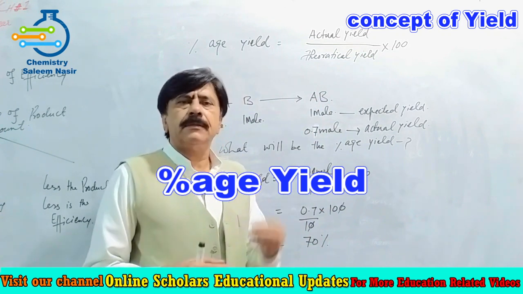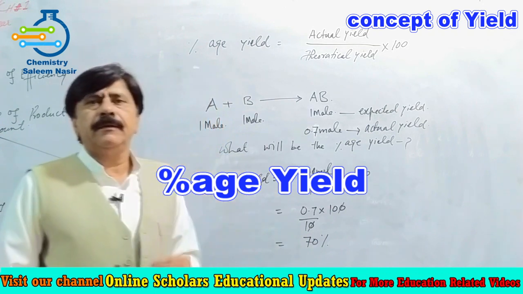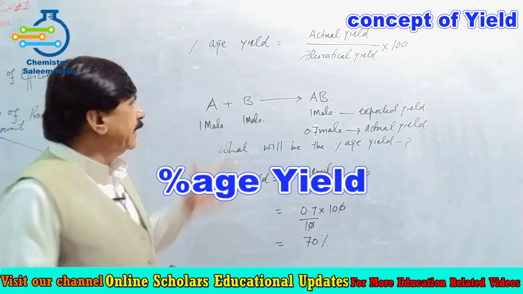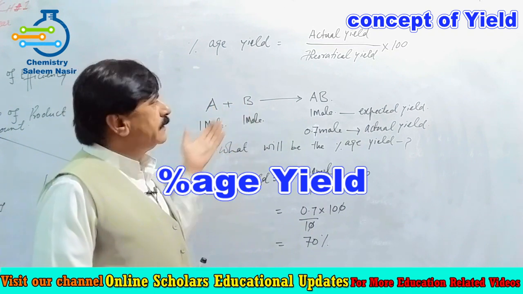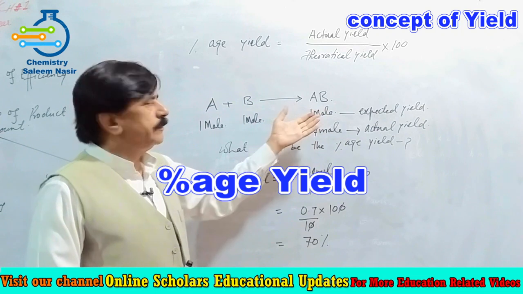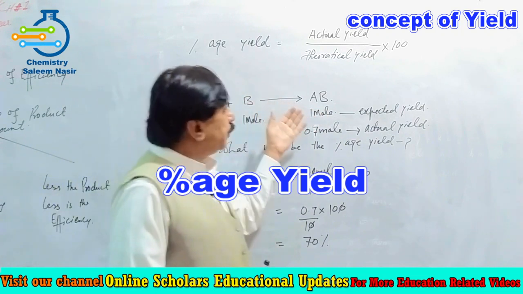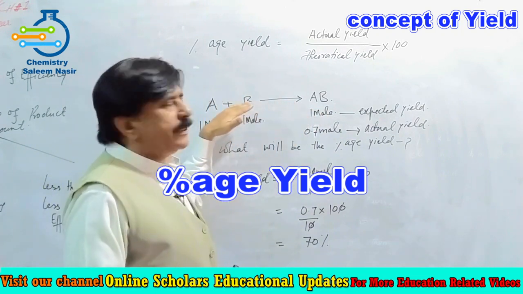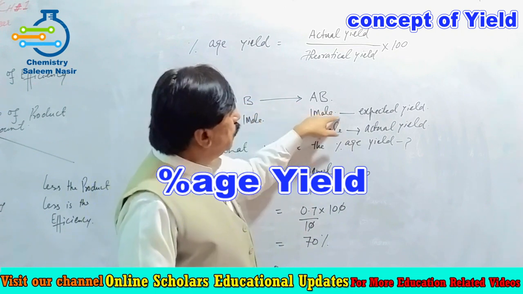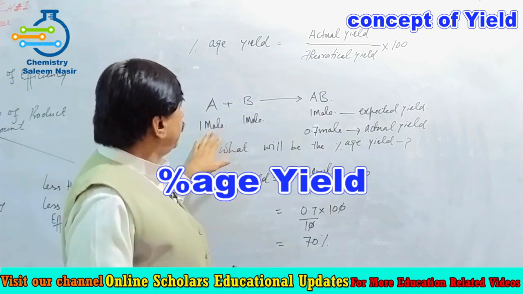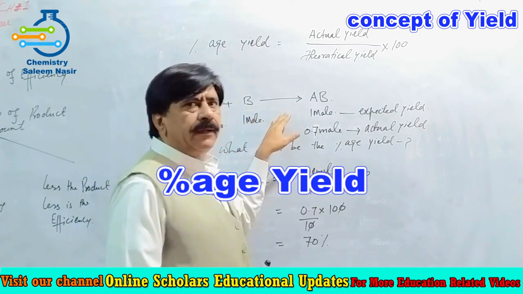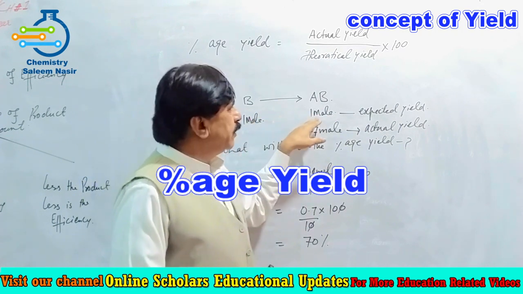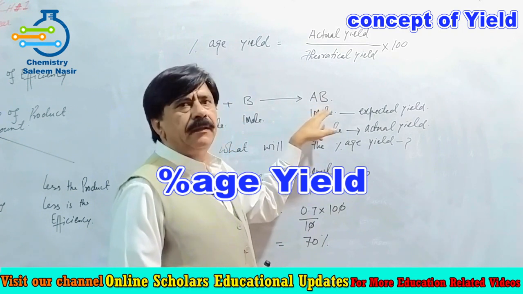Now, we will simply explain it with an example. Let's suppose A and B are the reactants and AB is the product. The amount of the product in the balanced chemical equation is 1 mole. When 1 mole of reactant A and 1 mole of reactant B combine and react with each other, they give 1 mole of AB.